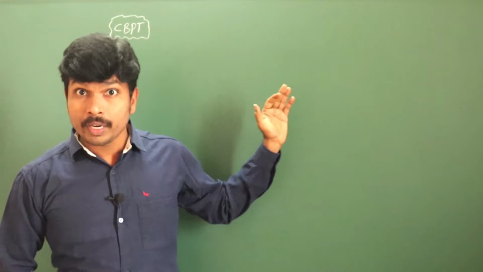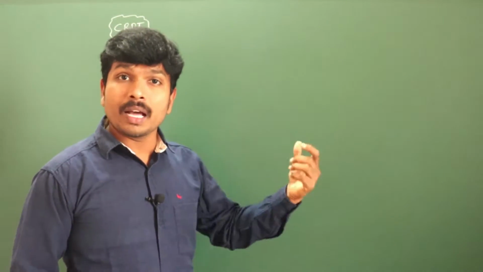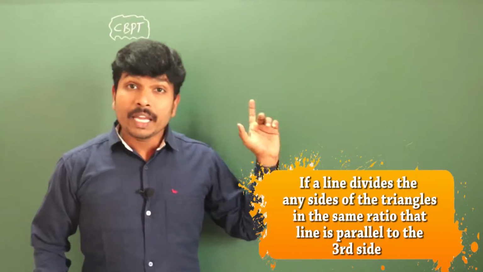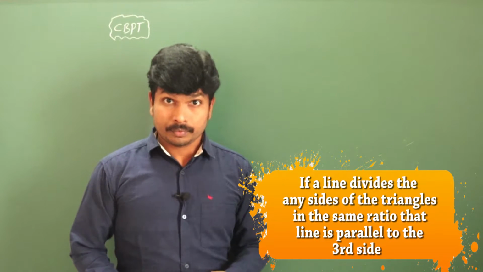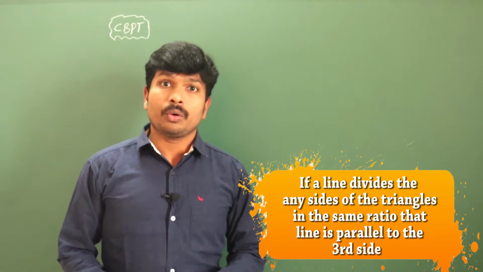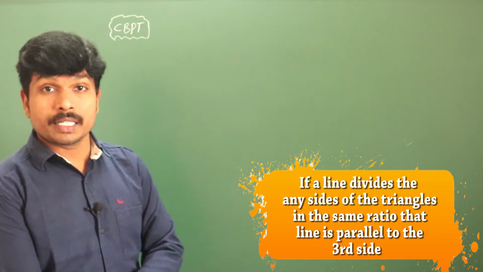It is the converse. In BPT, given is DE parallel to BC, and we proved that line DE, that parallel line, divides the other two sides in the same ratio. Here converse is nothing but a reverse. So the RTP here is the given, and the given is the RTP. What is the statement? If a line divides any two sides of a triangle in the same ratio, then that line is parallel to the third side. It is the statement.